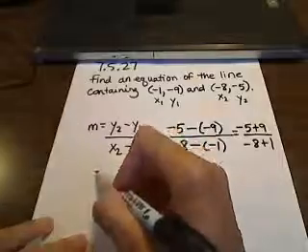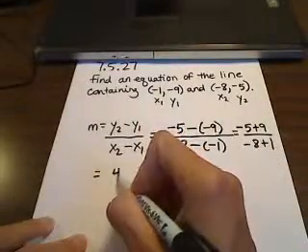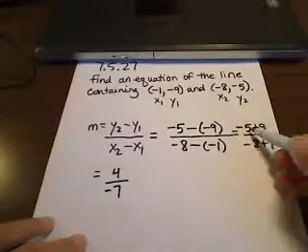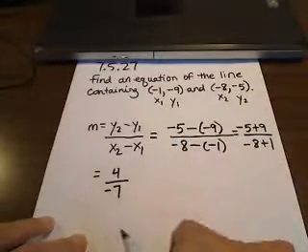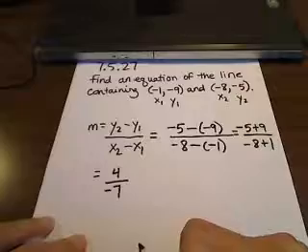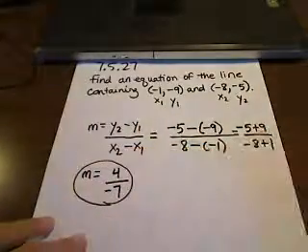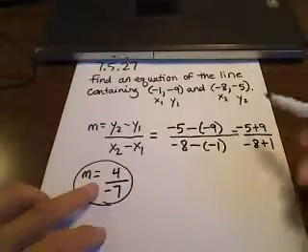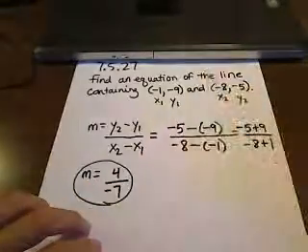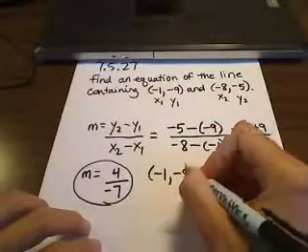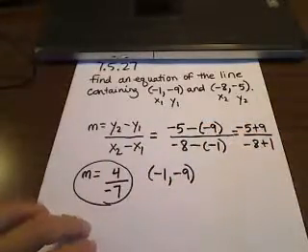All right, so that becomes in the top a 4 and in the bottom a -7. So 9 minus 5 gives me 4, and -8 plus 1 gives me -7. So my slope is -4/7. Okay? Now I can use that slope, and I can actually use either of these points, doesn't matter which one, to plug these into the point-slope equation to get the equation of the line.